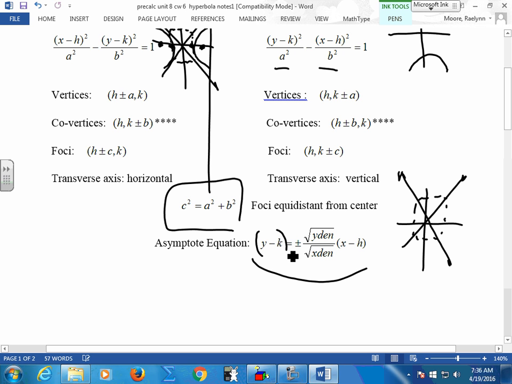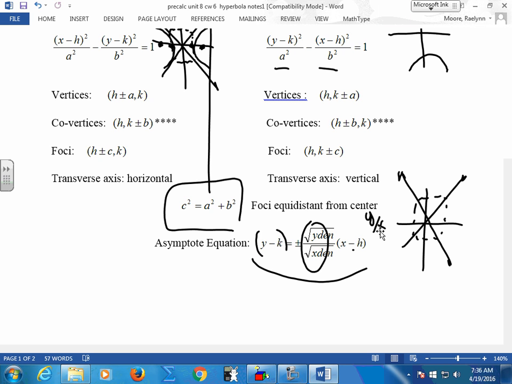This is your y minus k, whatever y minus k is. This is your x minus h, whatever x minus h is. This is the slope, the change in y over the change in x. So it's really simple to remember. It's whatever's under the y, square root, over whatever's under the x, square root. The change in y over the change in x. That's your slope. So that sets up kind of nicely.